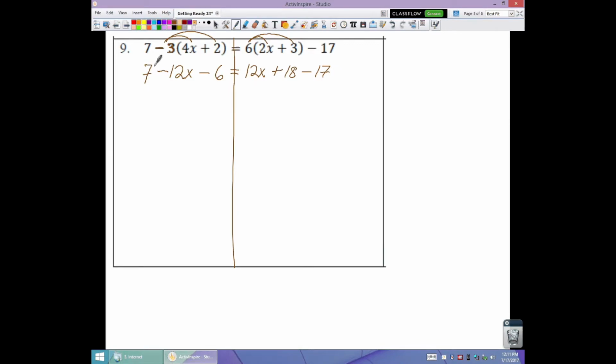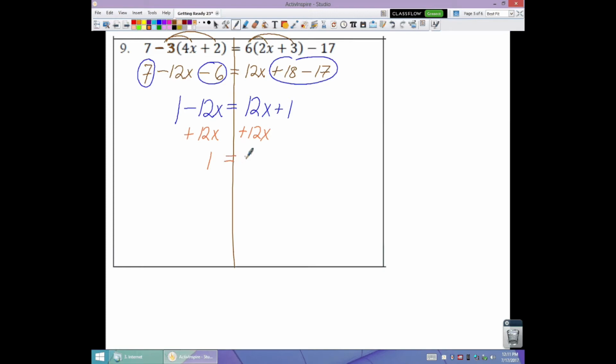Like terms, on the left, I have a 7 and a minus 6. That makes 1. I still have minus 12x there with it. On the right-hand side, 18 minus 17 is positive 1, so 12x plus 1. I have variables on both sides, so I need to cancel one of them. Since negative 12x is smaller than positive 12x, I'm going to cancel this negative 12x. To do that, I'll add it to both sides. Add 12x. So I'm left with 1 is equal to 24x plus 1.